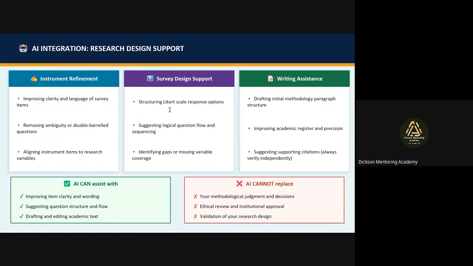AI can help you improve clarity and language of survey questions and items, helps you suggest better structure, removing ambiguity or double-barreled questions, helps you identify gaps in instruments so that it aligns instruments with research variables. It assists you in formatting.